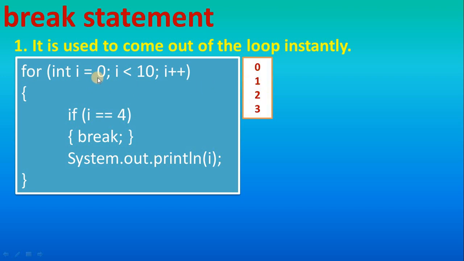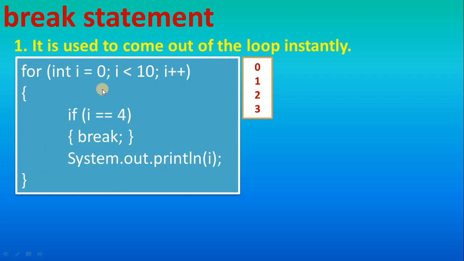If the i value is 0, the condition i == 4 is false, because 0 is not equal to 4. So it will execute and print the value of i, that is 0. Then again it will check the value after incrementation, 1 less than 10. The condition i == 4 is false, so it will print the value 1.